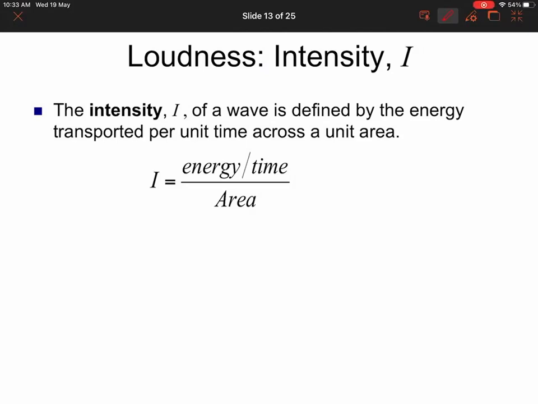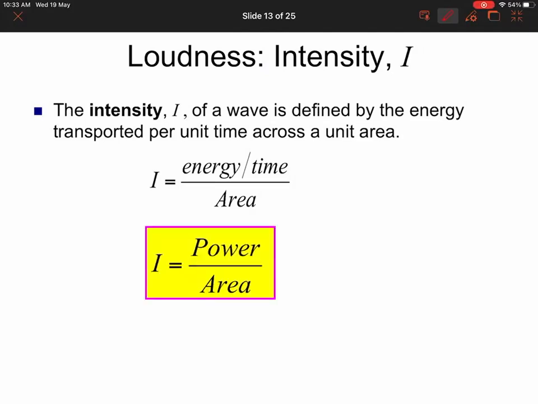Mathematically, then it's energy per time over area. Energy per time, you already encountered this when we were talking about heat. Okay, that's joules per second, and joules per second has a unit of watts, which is called the power. So intensity equals power over area with units of watts per meter squared.